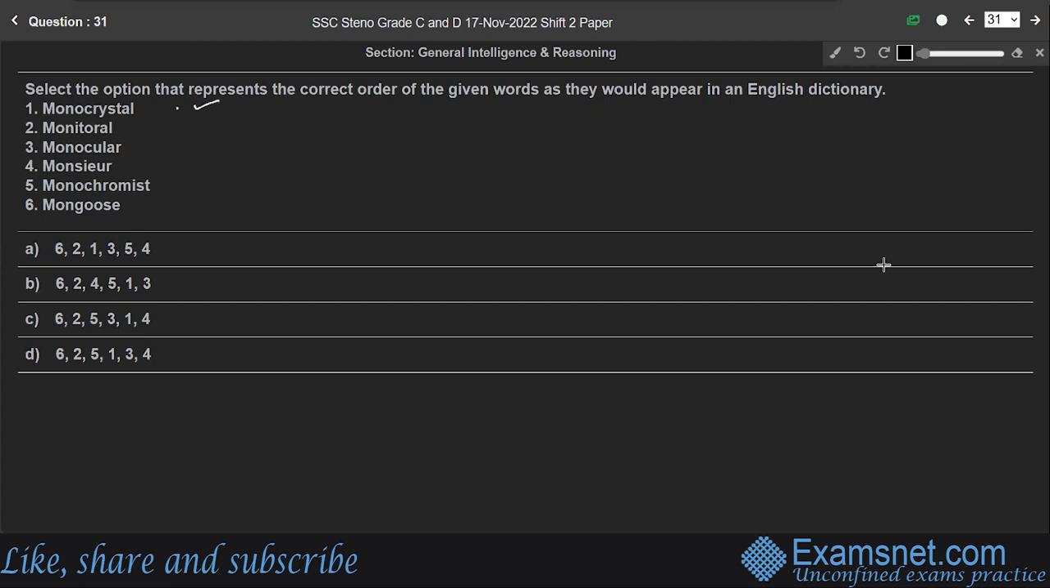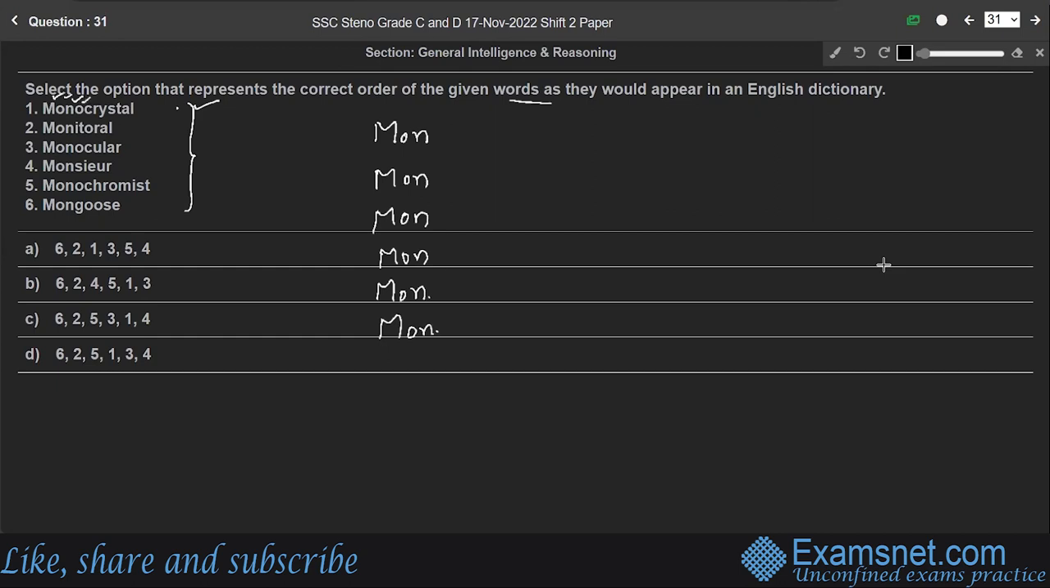Question 31. Select the option that represents the correct order of the given words as they would appear in an English dictionary, right? So here are six words given, right? Each word starts with the letter M, and the second letter in each word is O, and even the third letter is the same in each word, right? So we'll write these words, the first three letters of each word, M-O-N, which is same, right? So based on these three letters, we cannot arrange the words according to English dictionary, right? So it is six words totally, right?